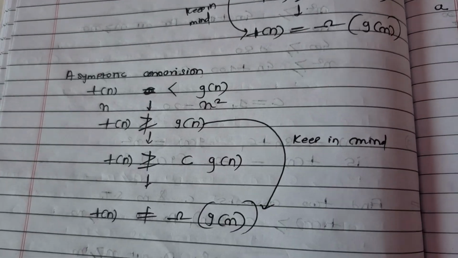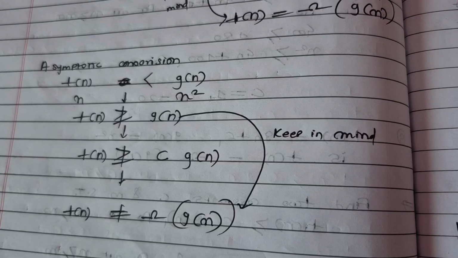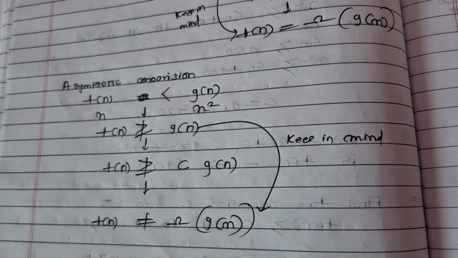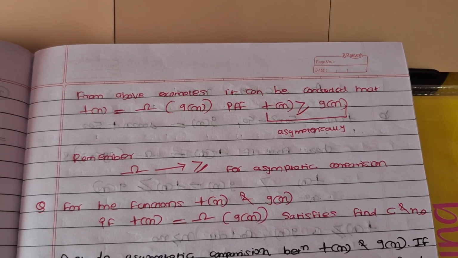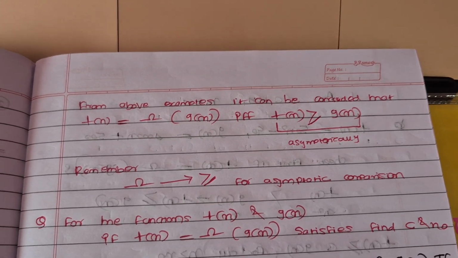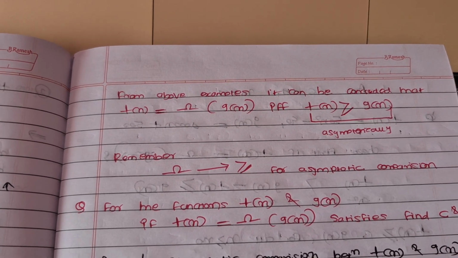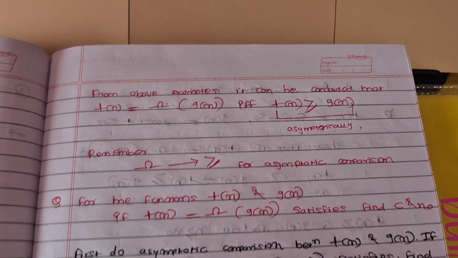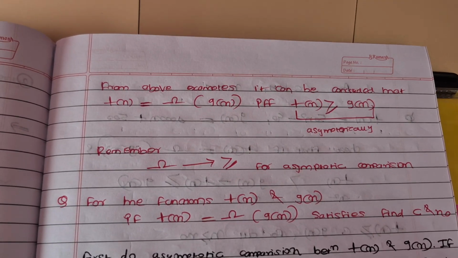Then asymptotic comparison of this question itself, which says T(n) is not greater than or equal to g(n), it's less than or equal to g(n), so it does not satisfy the big omega also. So the conclusion so far from this question is, from the above example it can be concluded that T(n) is big omega of g(n) if and only if T(n) is greater than or equal to c dot g(n) asymptotically. So we need to remember big omega is greater than or equal to, that's all for asymptotic comparison.